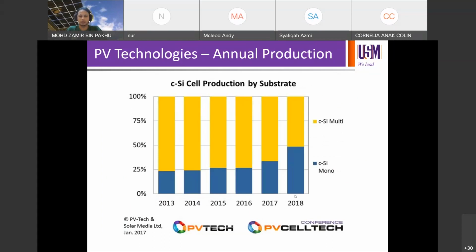So if you look at 2018 data, out of the 90% domination, both are equally represented, mono and multi. But during this time, the mono solar cell costs had not dropped enough. But now if you look at the latest projection and the latest production, mono is now exceeding multi.